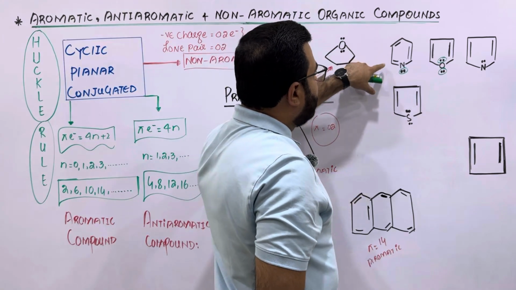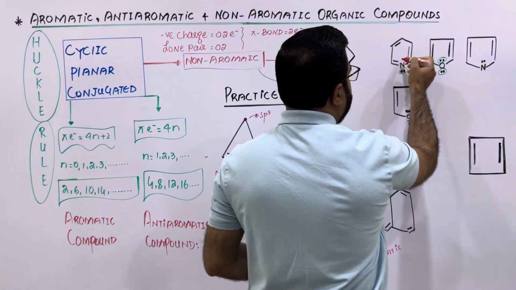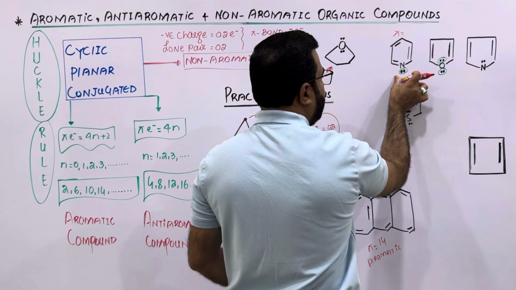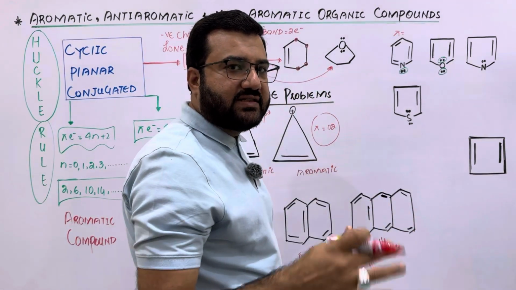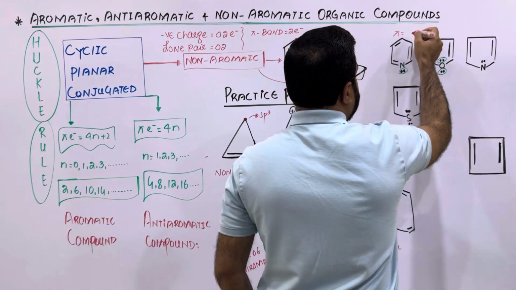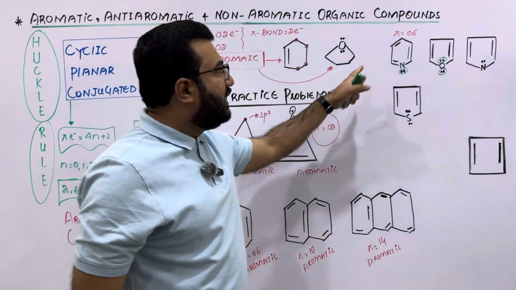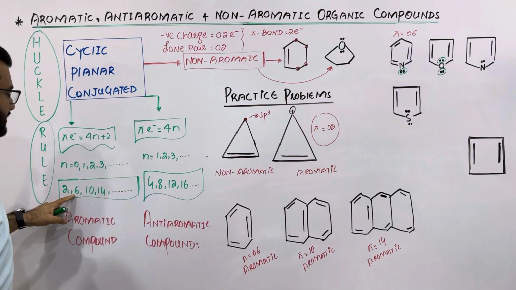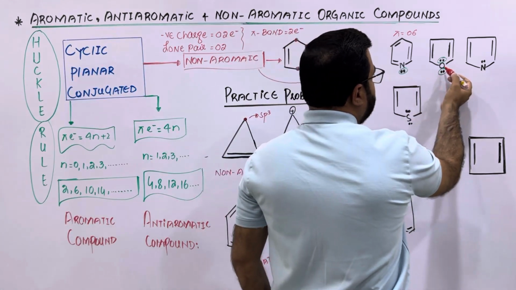Now, similarly, this one is pyridine. In pyridine, there are 3 pi bonds, so there will be 6 pi electrons. As this lone pair of electrons on nitrogen is outside the ring, it will not get involved in the resonance with the pi bonds. So you will consider pi electrons equal to 6. And my dear students, here again, it is cyclic, planar, and conjugated with 6 pi electrons, so that will also be aromatic in nature.